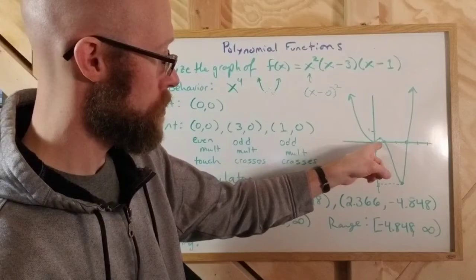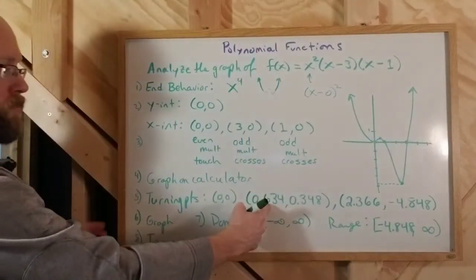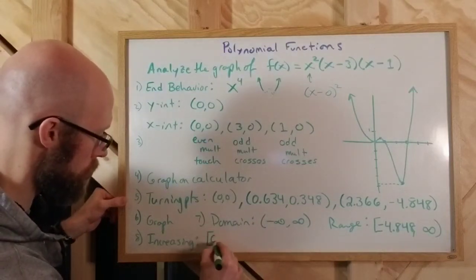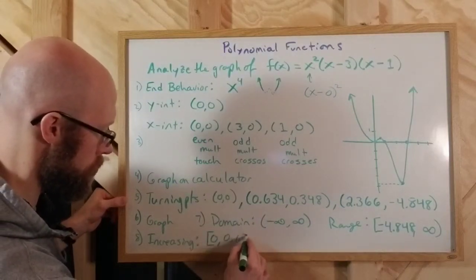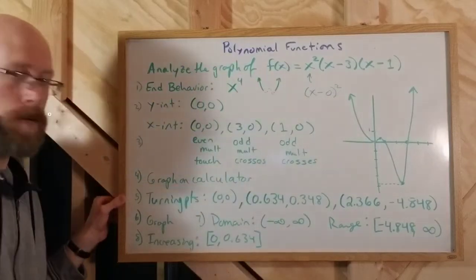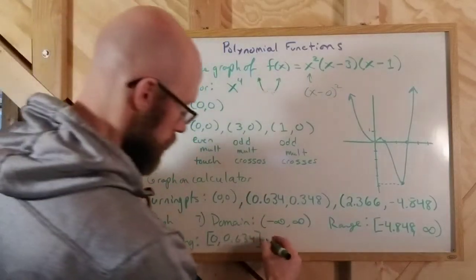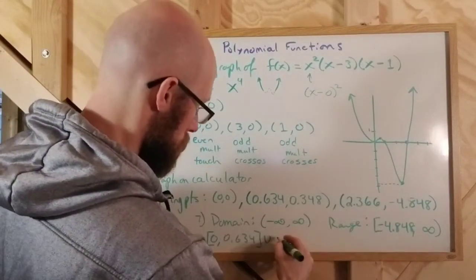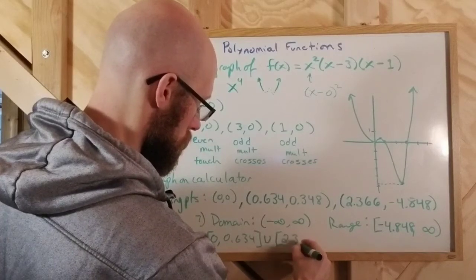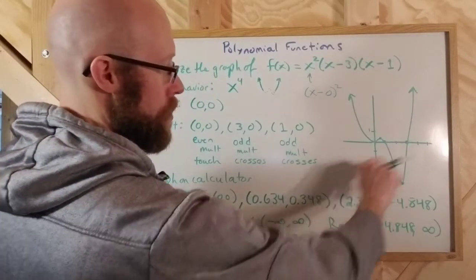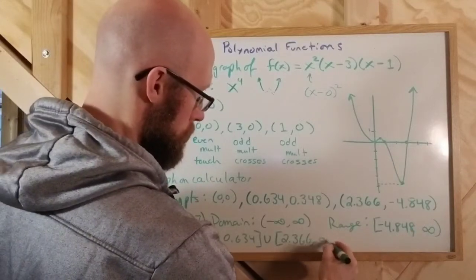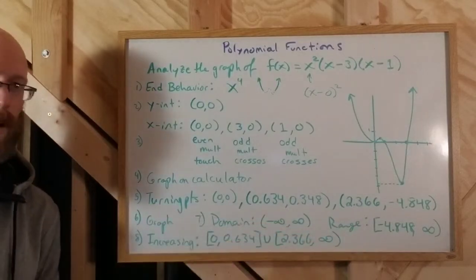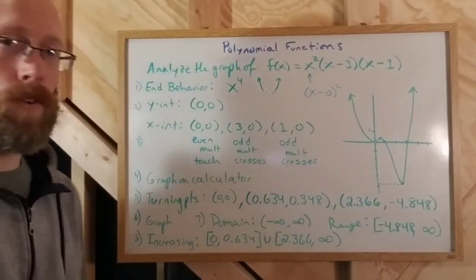So we're going to go from 0 to the x value of our local max, which is 0.634. So my increasing interval runs from 0 to 0.634. Remember, we include the endpoints on those. And the increase also occurs from the local min, which is 2.366, and runs over to infinity from there. Okay? Never include the infinity, but include the rest. So that's our interval for increasing.